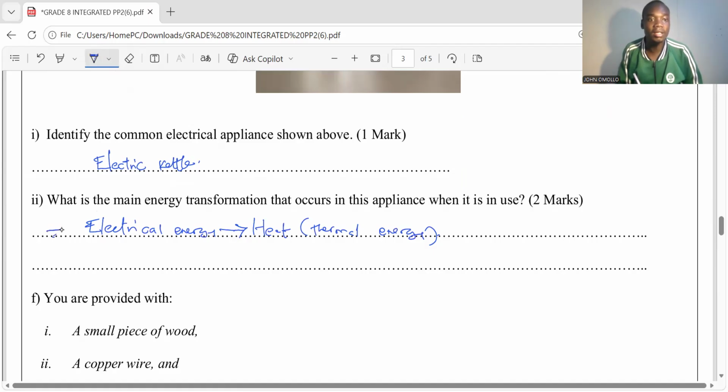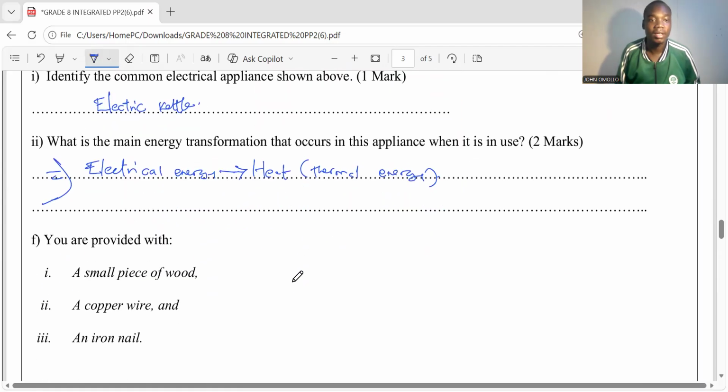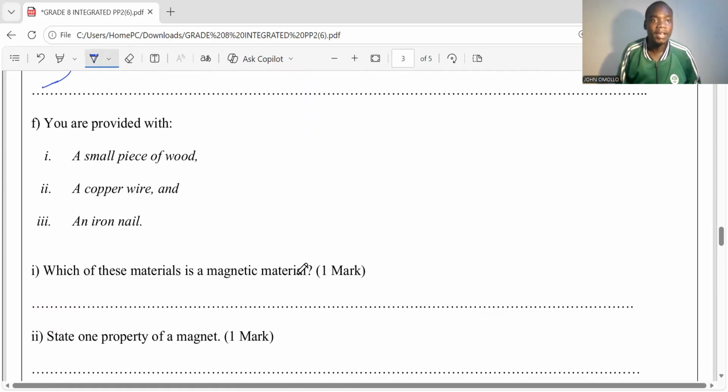That is the energy transformation. In this case, we're going to have electrical energy from electricity and then heat energy. You're provided with a small piece of wood, this is a non-metal, a copper wire, and an iron nail. So we know that all these two, they are non-magnetic. And this one is magnetic.